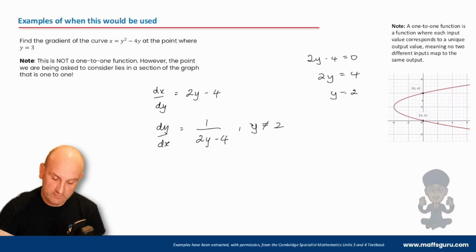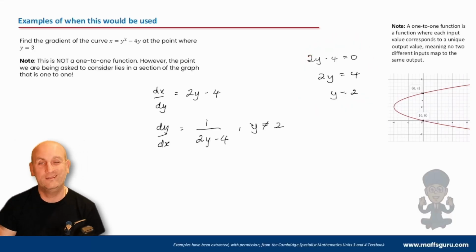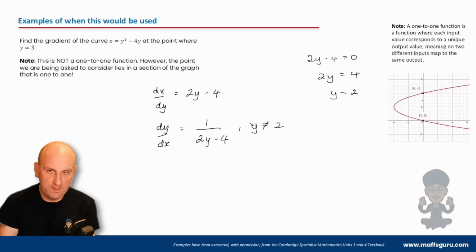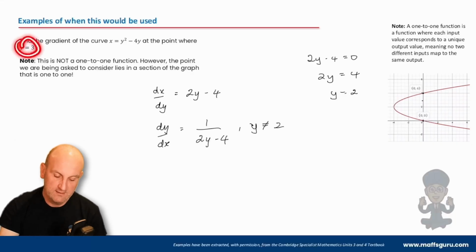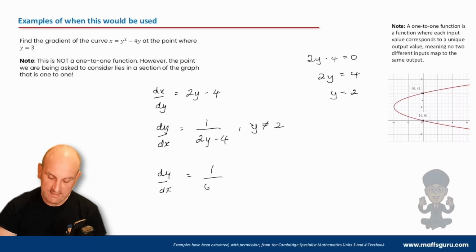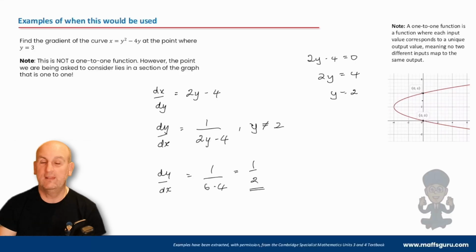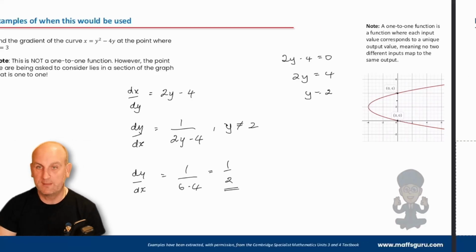And again, a lot of you are screaming at it going, you didn't really need to do that. I know. But I like to show it because it ties in with all the work I do with methods. So there we go. There's my differential. Luckily, they've given me a y value equal to 3. So now I can say that my dy by dx is equal to 1 on 2 times 3 is 6, minus 4, which basically gives me a half. So the gradient at that point is a half. Ka-ching.